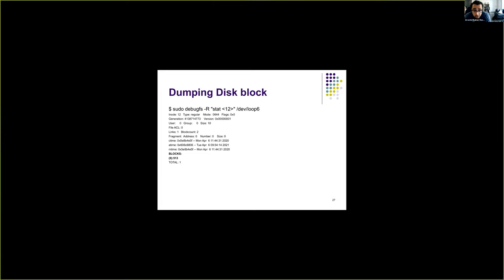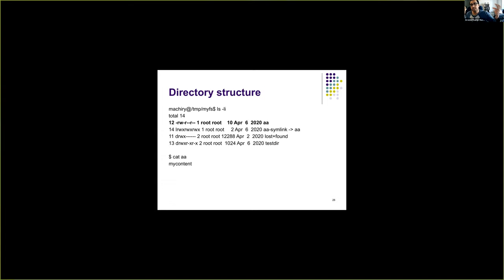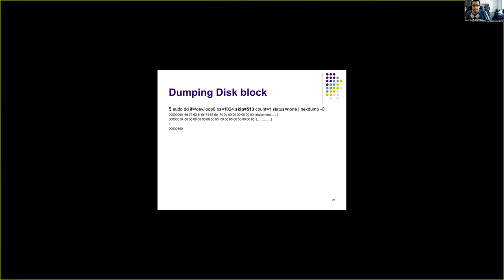There is only one block, which is block 513. Note that inode 12 belongs to AA, and the first data block of inode 12 is block 513. Now we can use the same dd command to look at block 513. As expected, the content of block 513 is my content, because that's exactly the content of AA. This gives a small illustration of how the ext2 file system works and what the internal structures of the file system are.